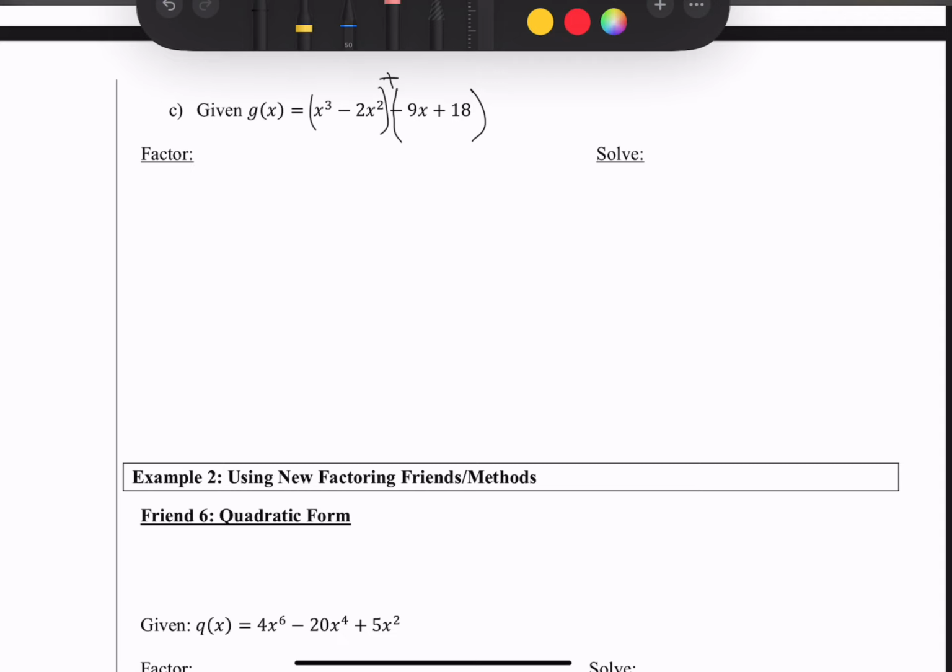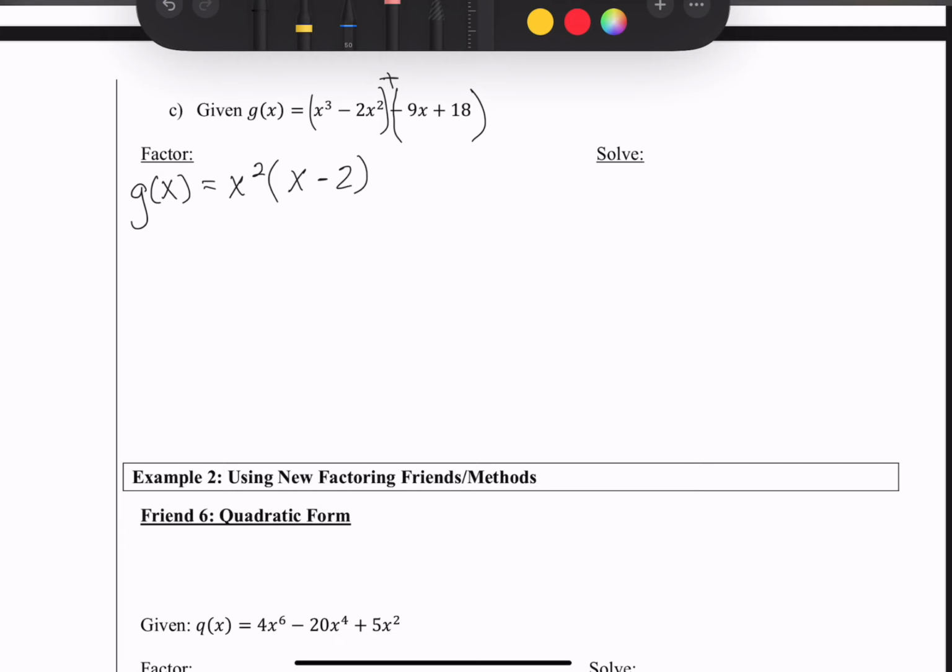In each group of binomials, I am going to factor out the greatest common monomial factor. So for g of x, looking at my first grouping, I notice that they have an x squared in common. So I am going to factor out an x squared, and that's going to leave me in this first grouping with an x minus 2.